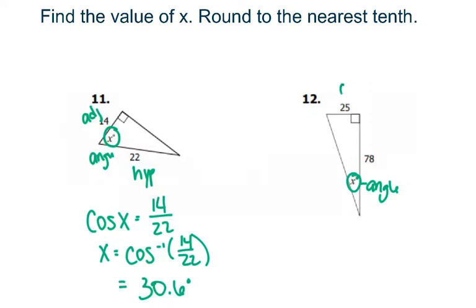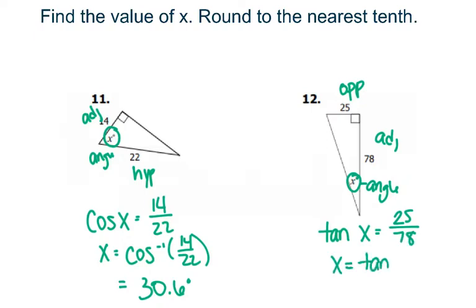12 is kind of the same thing. 25 is my opposite, 78 is my adjacent. So the only trig function that'll work is tangent. Tangent of x equals opposite over adjacent. And then because I'm finding an angle measure, I'm going to use my inverse tangent. And then when I put this in my calculator, I get 17.8.